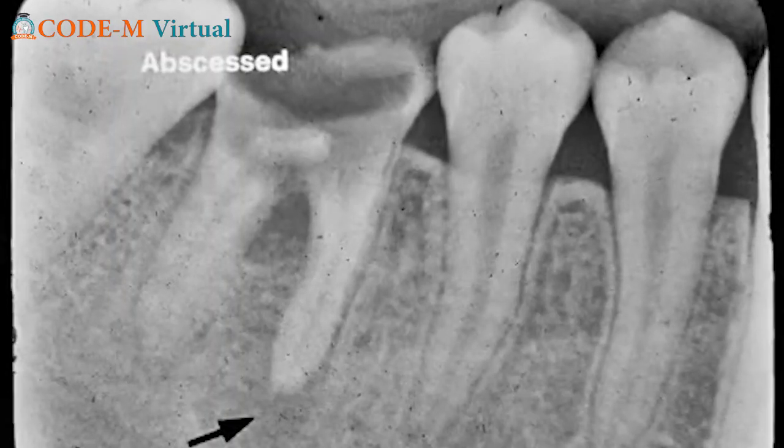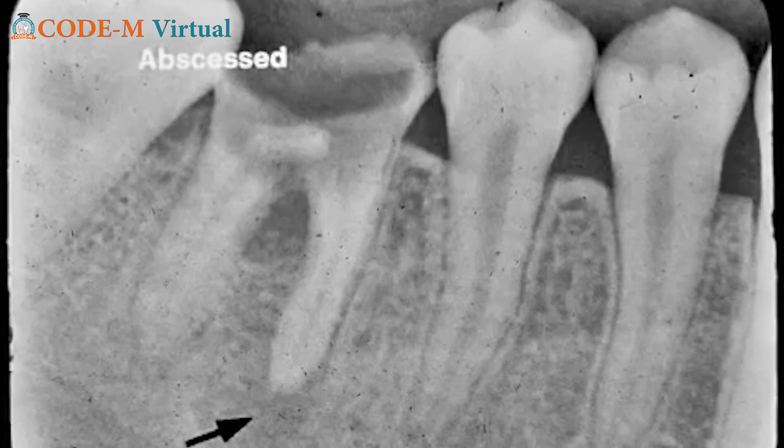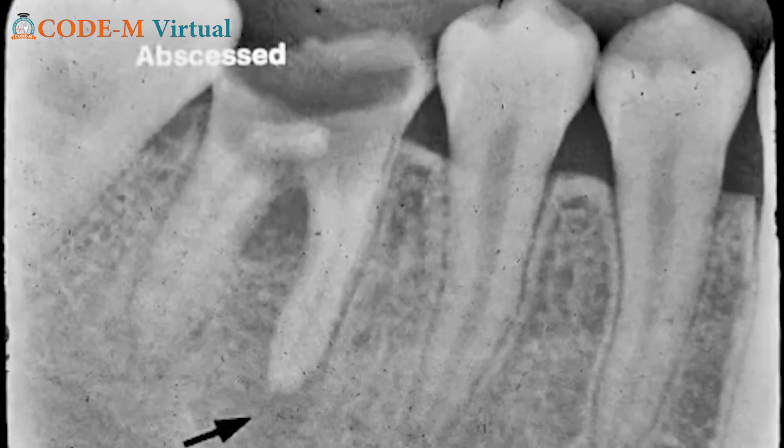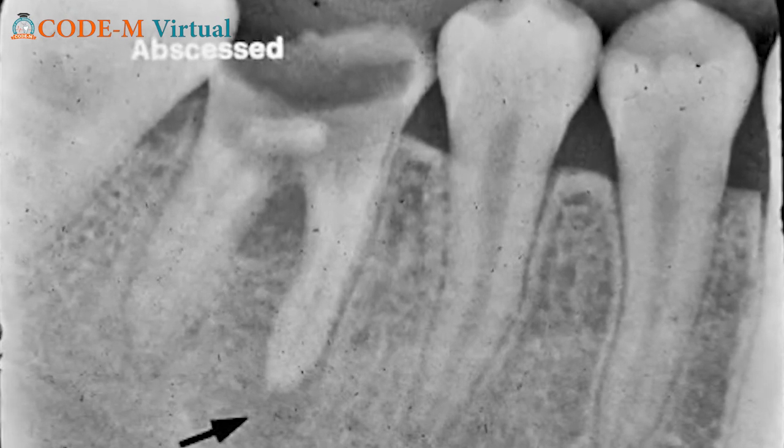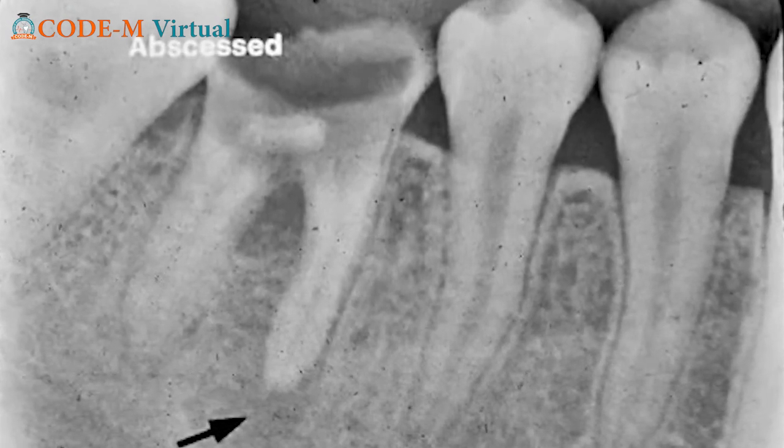Now if we see this X-ray, the arrow is indicating some periapical abscess, and there is a radiolucency in this area.